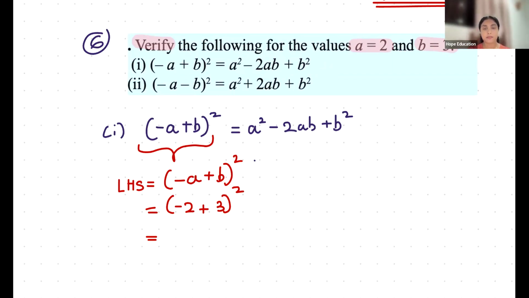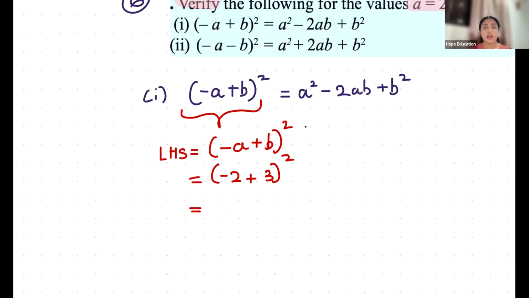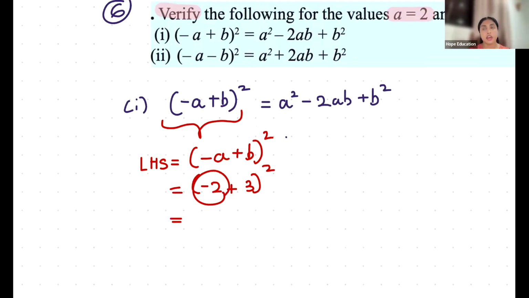Minus 2 plus 3. This is just a simple addition subtraction, right? There are different signs, no? 2 has minus, 3 has plus. So you subtract the small one from the big one. Subtract. So 3 minus 2 is 1. Then I put the sign of the big number. Sign of the big number is plus, no? So 3 is the big number, so sign is plus.